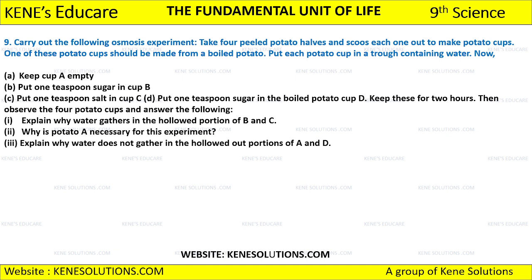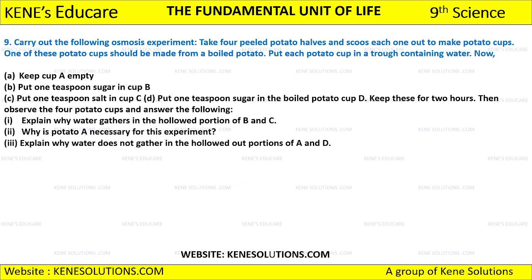And then observe the 4 potato cups and answer the following. So you have to explain why water gathers in the hollowed portion of B and C. What you can write over here is, water accumulates in the hollowed portion of B and C as a difference in the water concentration is observed, and therefore endosmosis occurs as the cells act as a semi-permeable membrane.